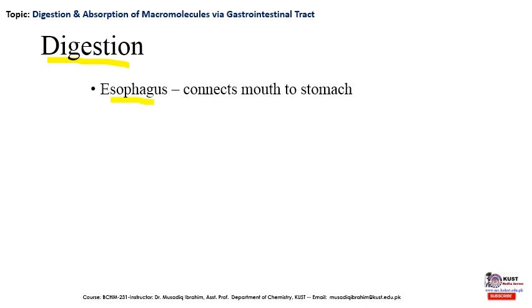Now in the process of digestion, we have the esophagus, which is also referred to as the food canal. It connects the mouth to the stomach, as we discussed in the anatomy of the gastrointestinal tract. And in the beginning of the esophagus, the epiglottis is also present, which closes the airway so that the food may not go to the lungs.